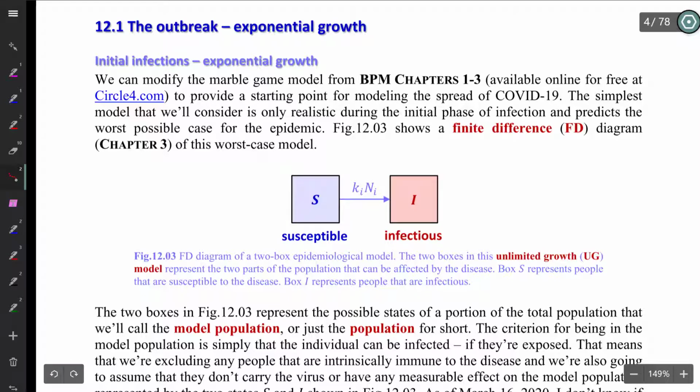The arrow here indicates that people can go from being susceptible to being infectious, going from box S to box I. The arrow is labeled with this expression. Ki is the infection rate constant, and Ni is the number in box I.